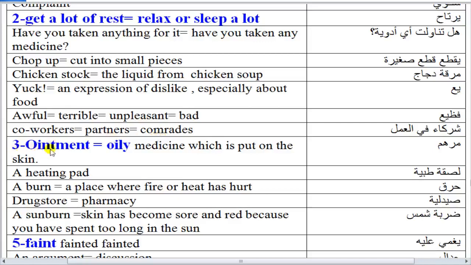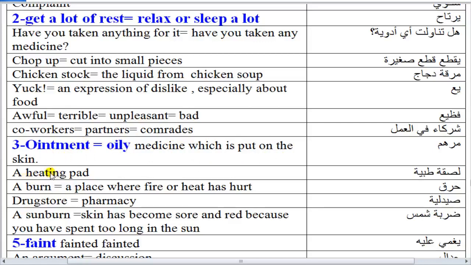Three, ointment. Ointment, oily medicine which is put on the skin. American, on the skin. Three again, ointment. Oily medicine which is put on the skin.